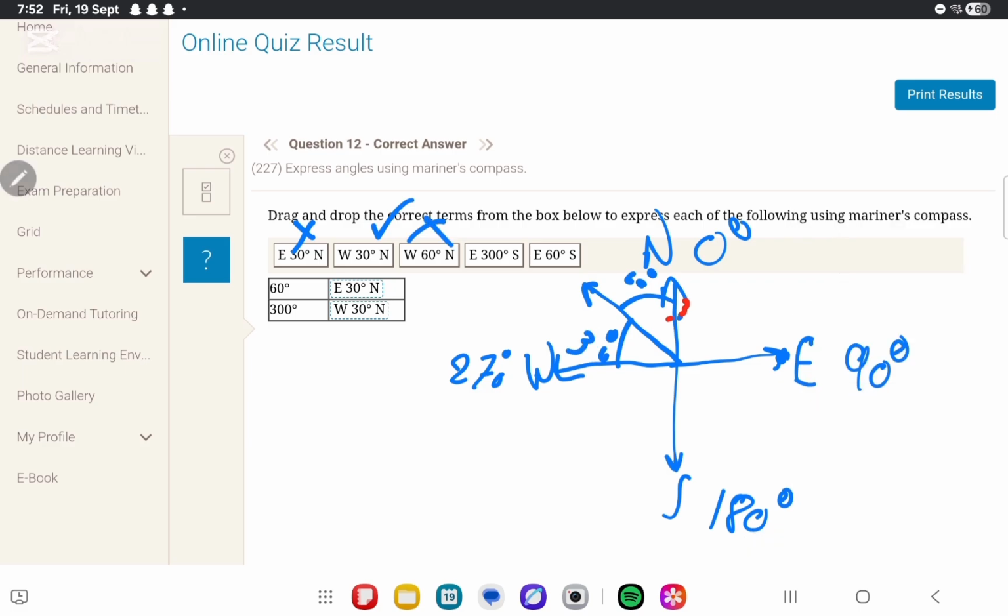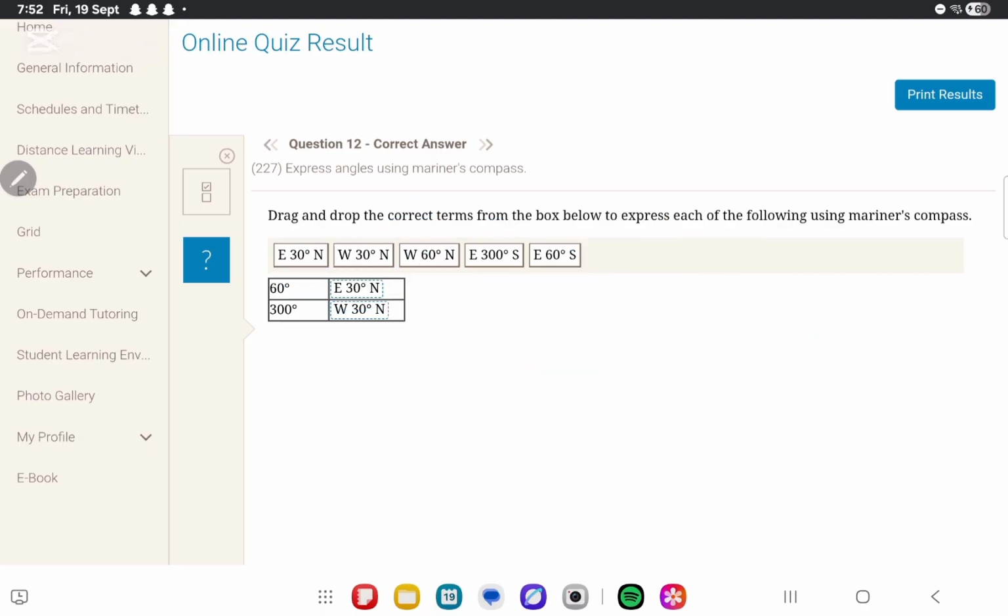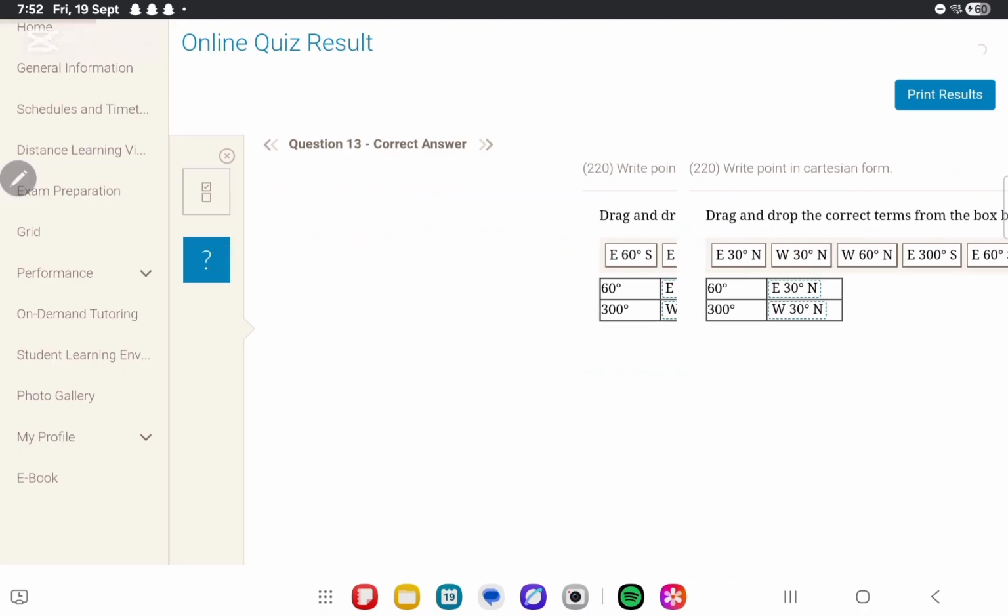So this is wrong. East 300 degrees south, I said the vector will be here. So this is wrong. East 60 degrees south, I'll end up somewhere here. This is wrong. Leaving this as the correct answer. Sorry, I circled the wrong thing. Leaving this as my correct answer. Moving on.